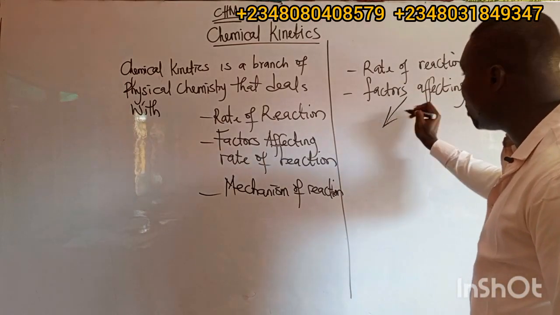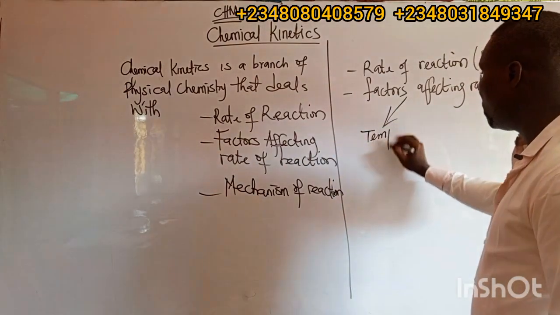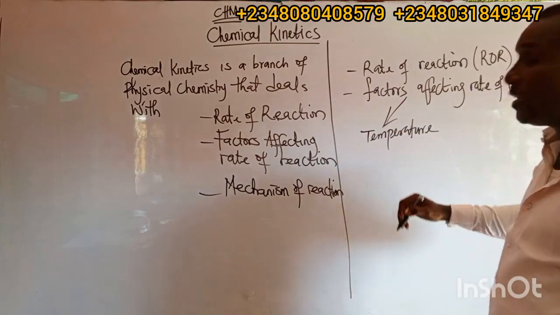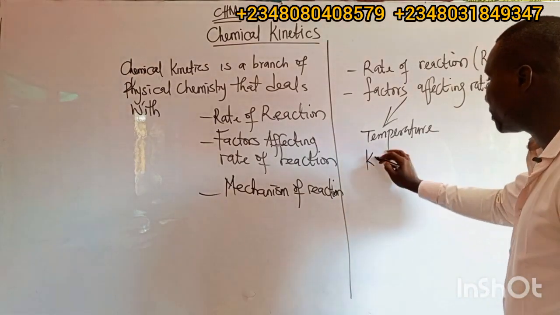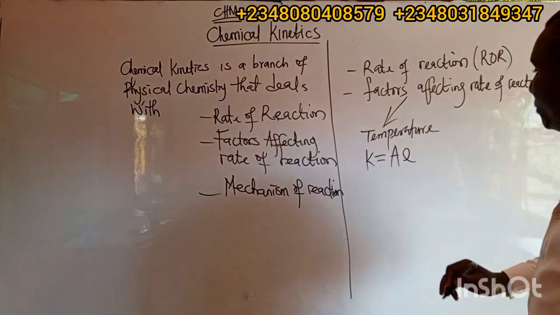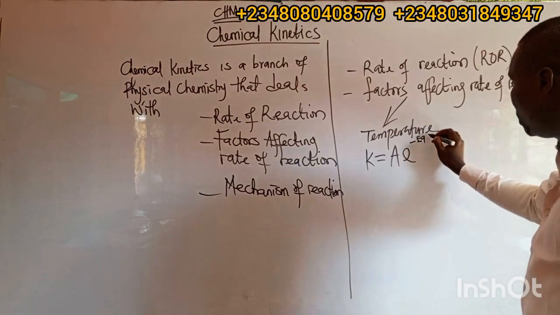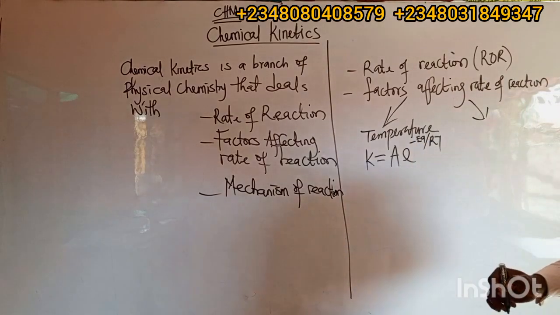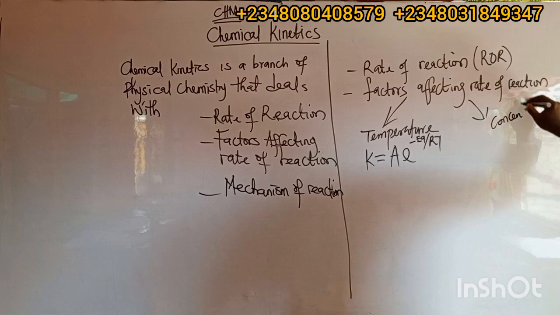we are going to discuss some factors that affect rate of reaction, like temperature. Under temperature, we shall discuss the Arrhenius equation that says rate constant equals the pre-exponential factor times Euler's number raised to the power of negative E A, which is the activation energy, over RT. Then we are going to look at concentration also.